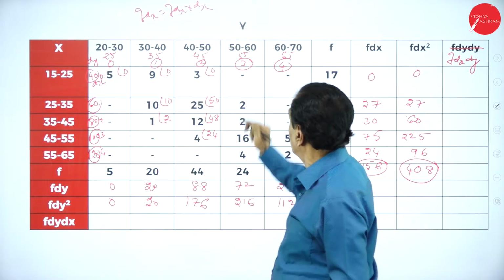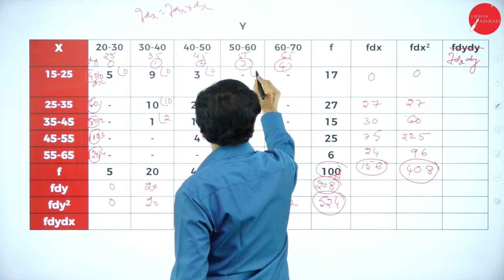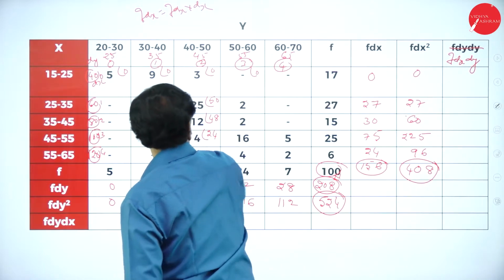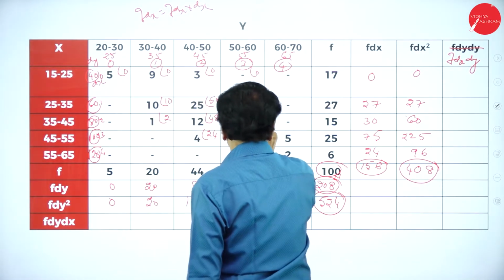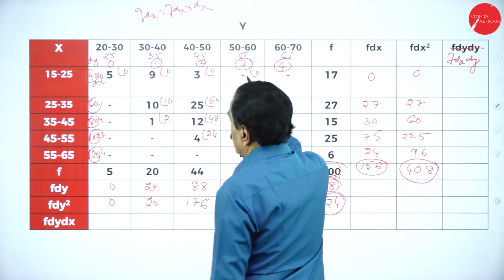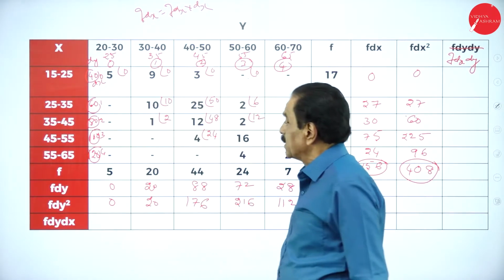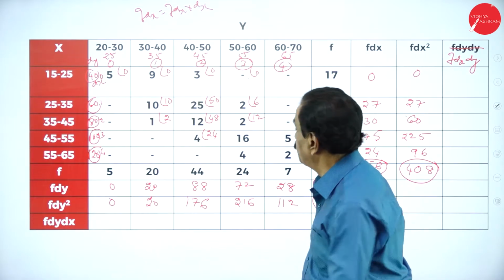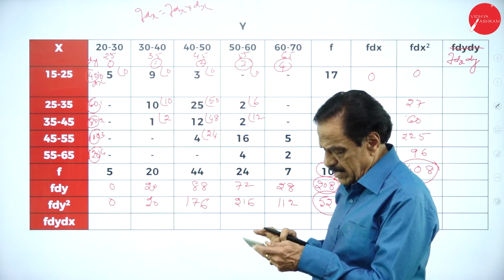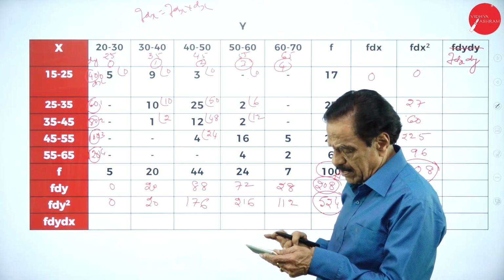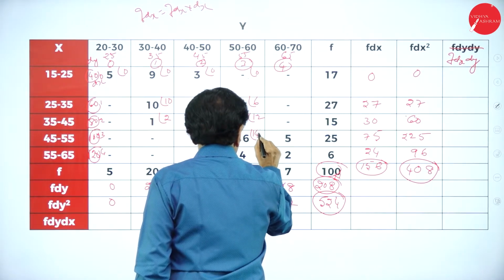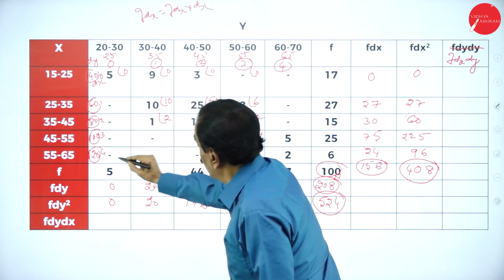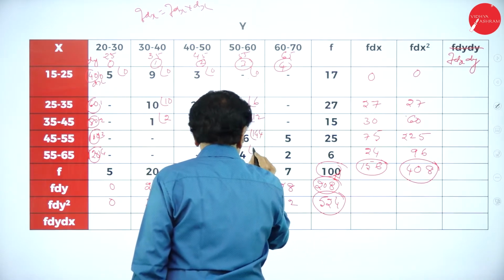No number is there. Come back here. 3 ones are 3. 3 twos are 6. 6 twos are 12. 3 threes are 9. 9 into 16, 144. Then 3 fours are 12. 12 fours are 48.